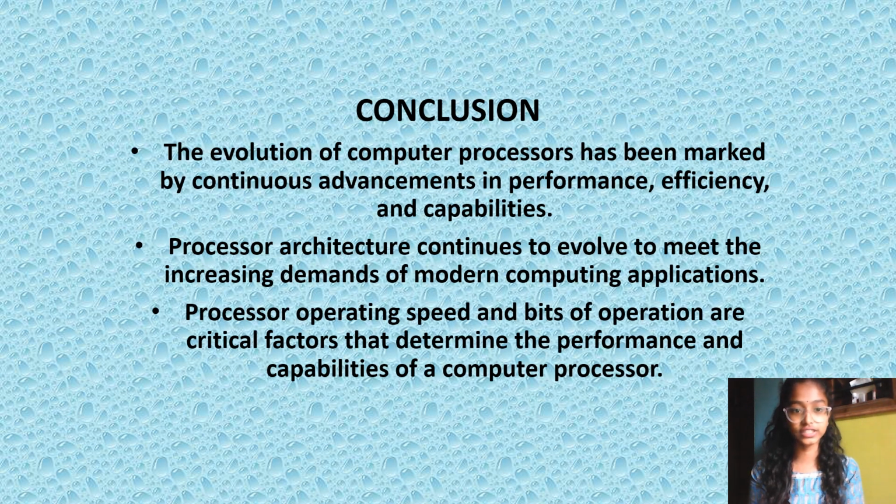Finally, I conclude that the evolution of the computer processor has been marked by continuous advancement in performance, efficiency, and capabilities. Processor architecture continues to evolve to meet the increasing demands of modern computing applications. Processor operating speed and the bits of operation are critical factors that determine the performance and the capability of the computer processor.